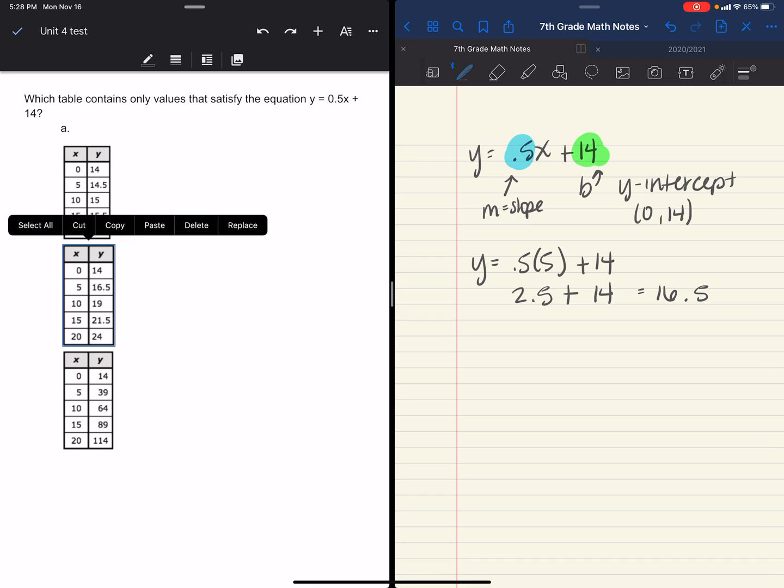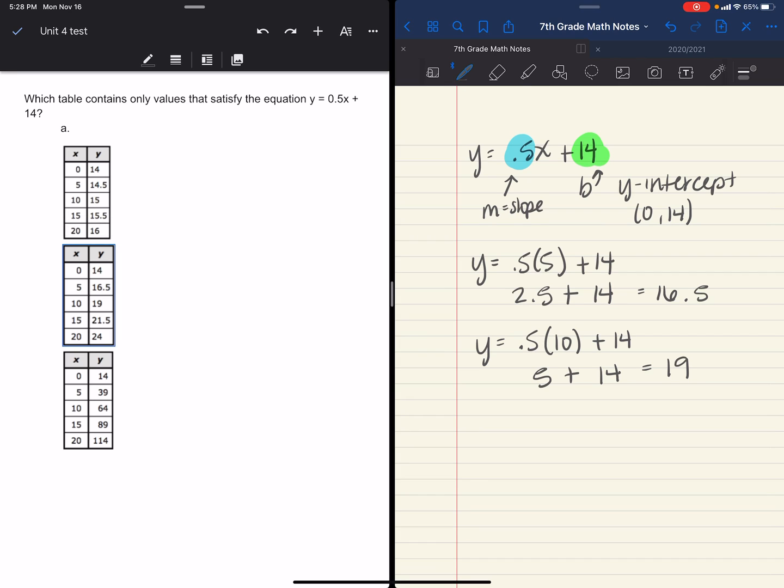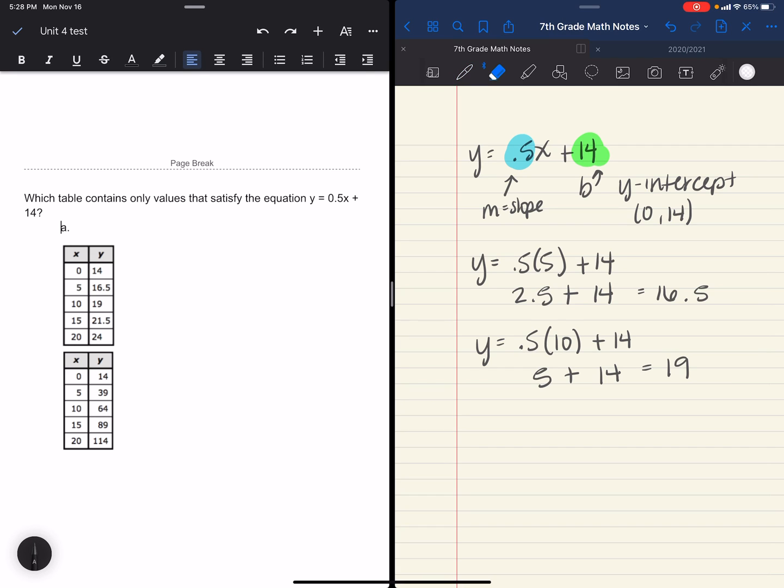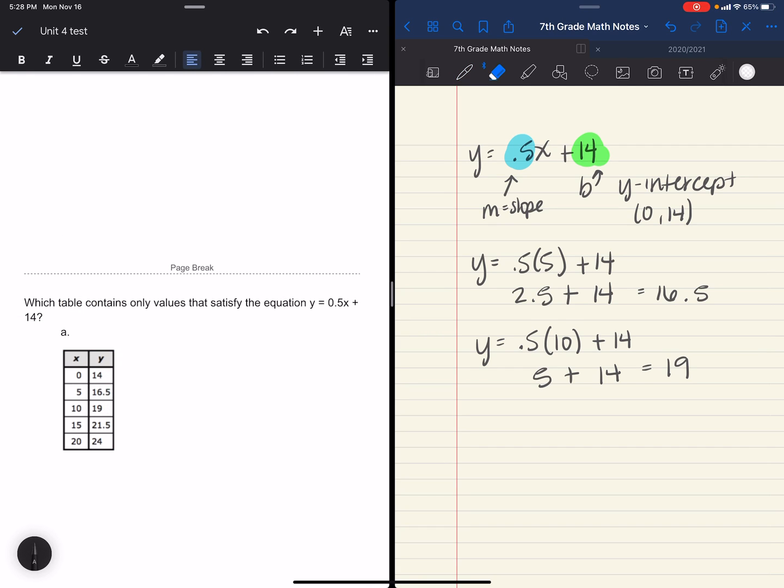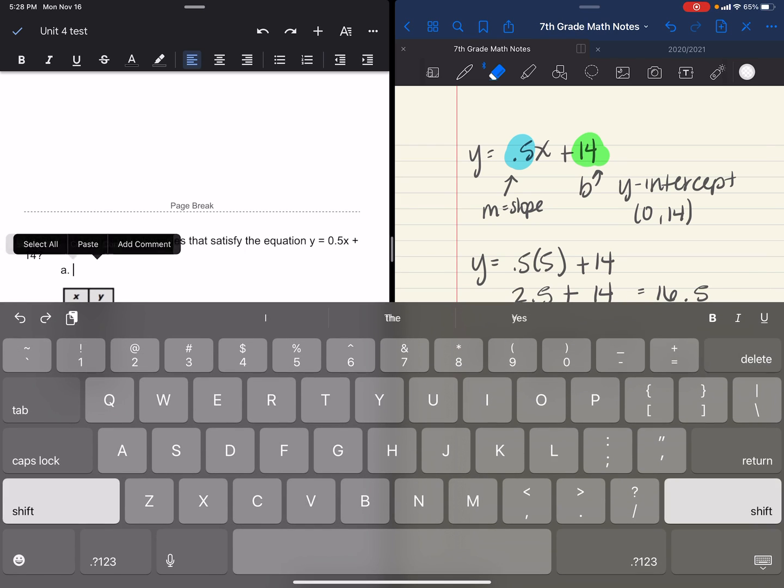So let's plug in 10. Y equals 0.5x plus 14, but instead of 0.5x, I'm going to do 0.5 times 10, plus 14. Now, 5 times 10 is 50, so 0.5 times 10 is 5. And 5 plus 14 is 19. Well, that checks out. Now that I've done 2, I'm pretty confident that I know my answer is B. Delete. It's not A, it's B. Delete.